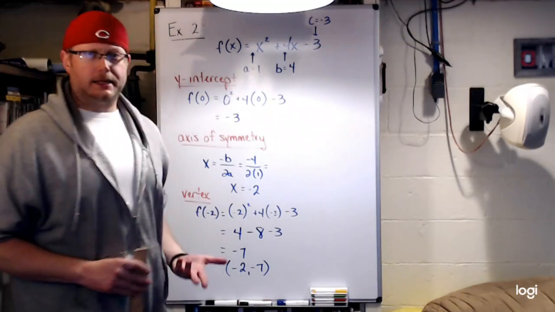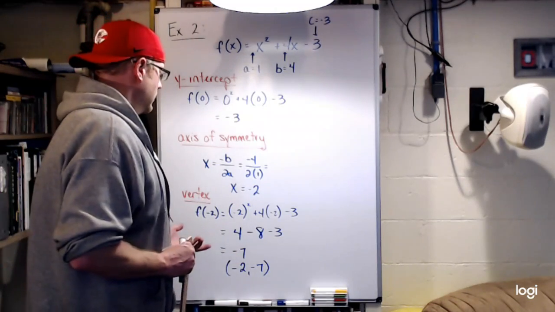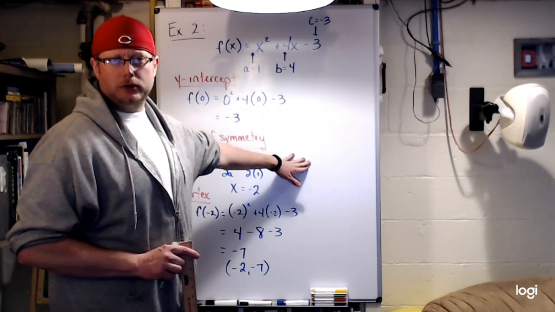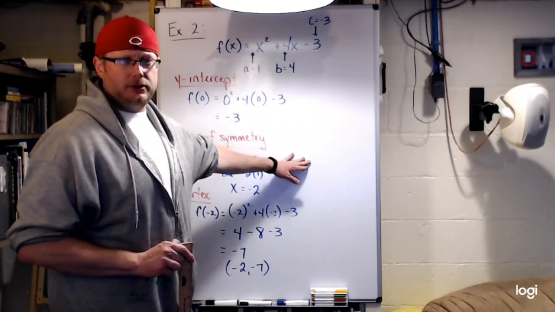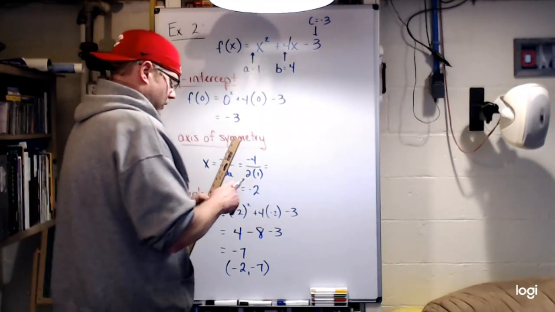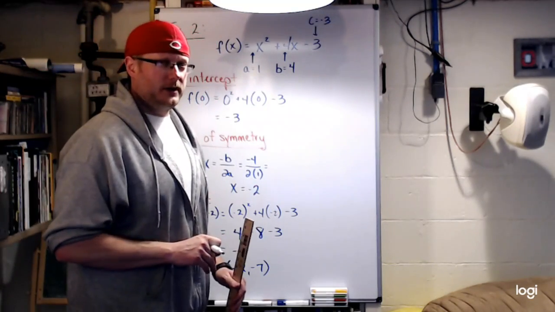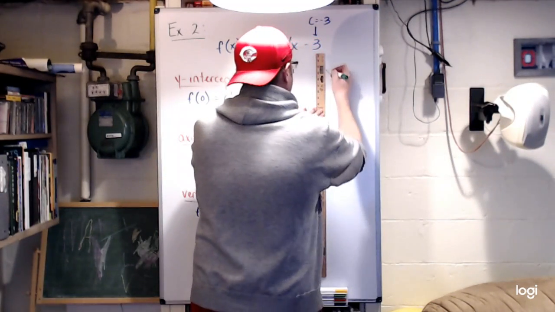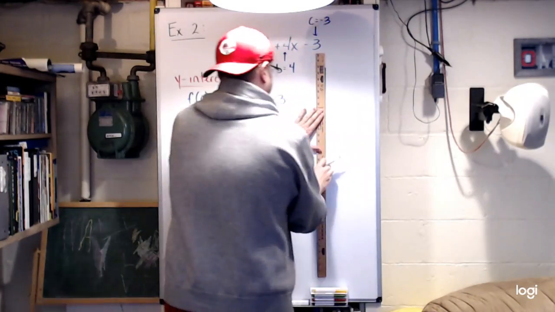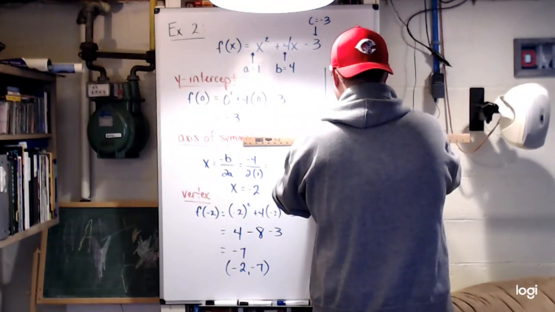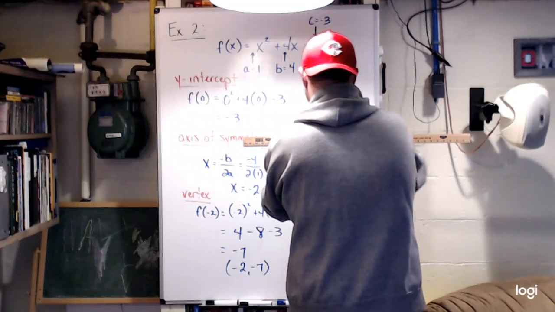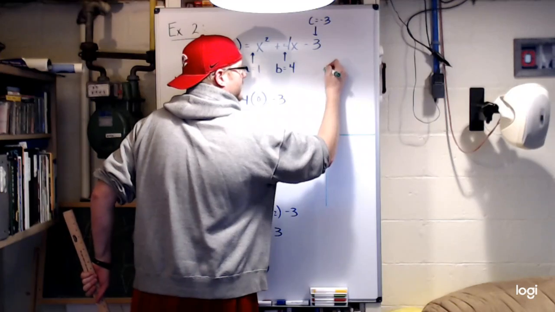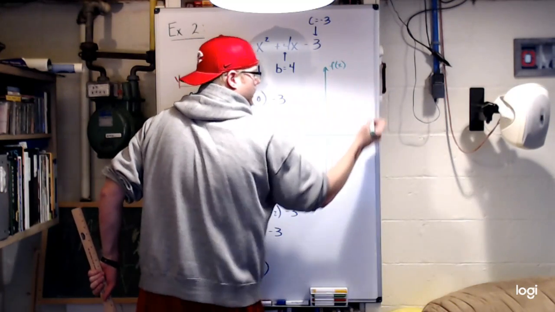Sometimes you actually have to make that additional table to come up with enough points to graph, but I think in this case, because it's symmetrical and it's a parabola, we should have enough to actually graph the thing. Let's see what we can do. So I'm going to kind of make this small to fit up here, but let's start here. So I'm going to make my y-axis, or my f of x. I'm going to make my x-axis here. So I have f of x, and I have x.